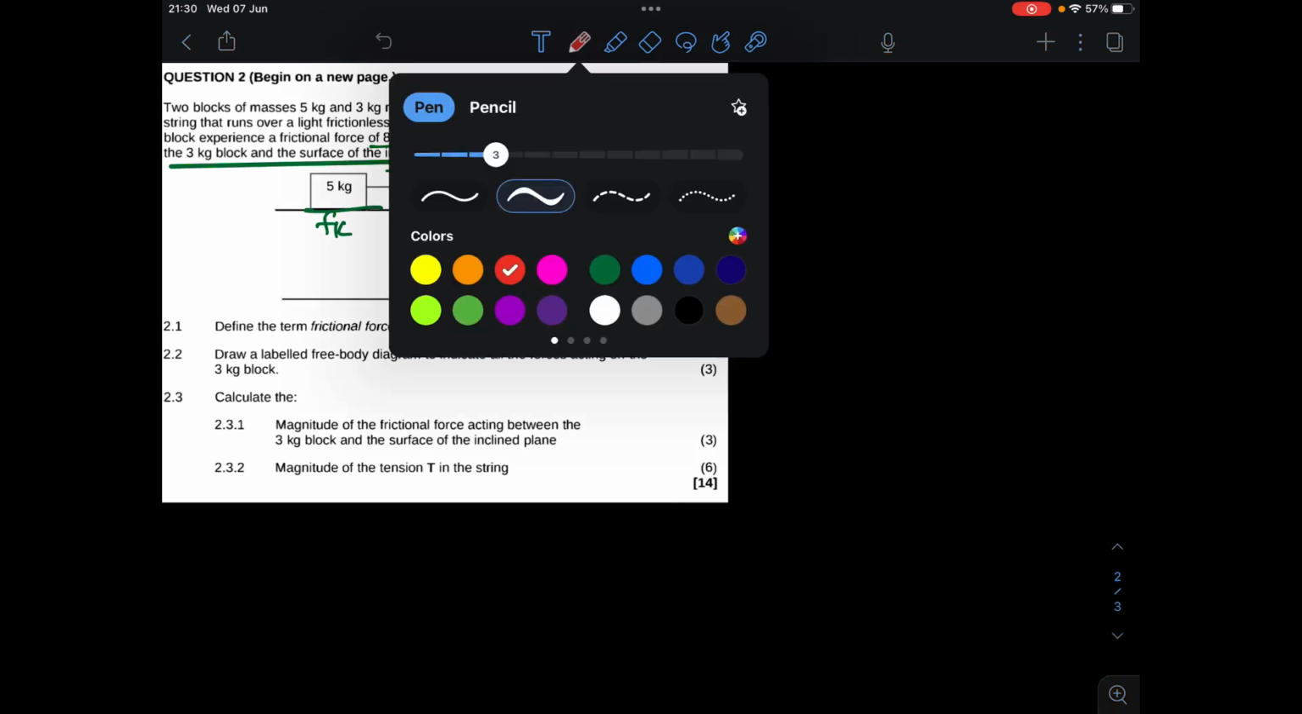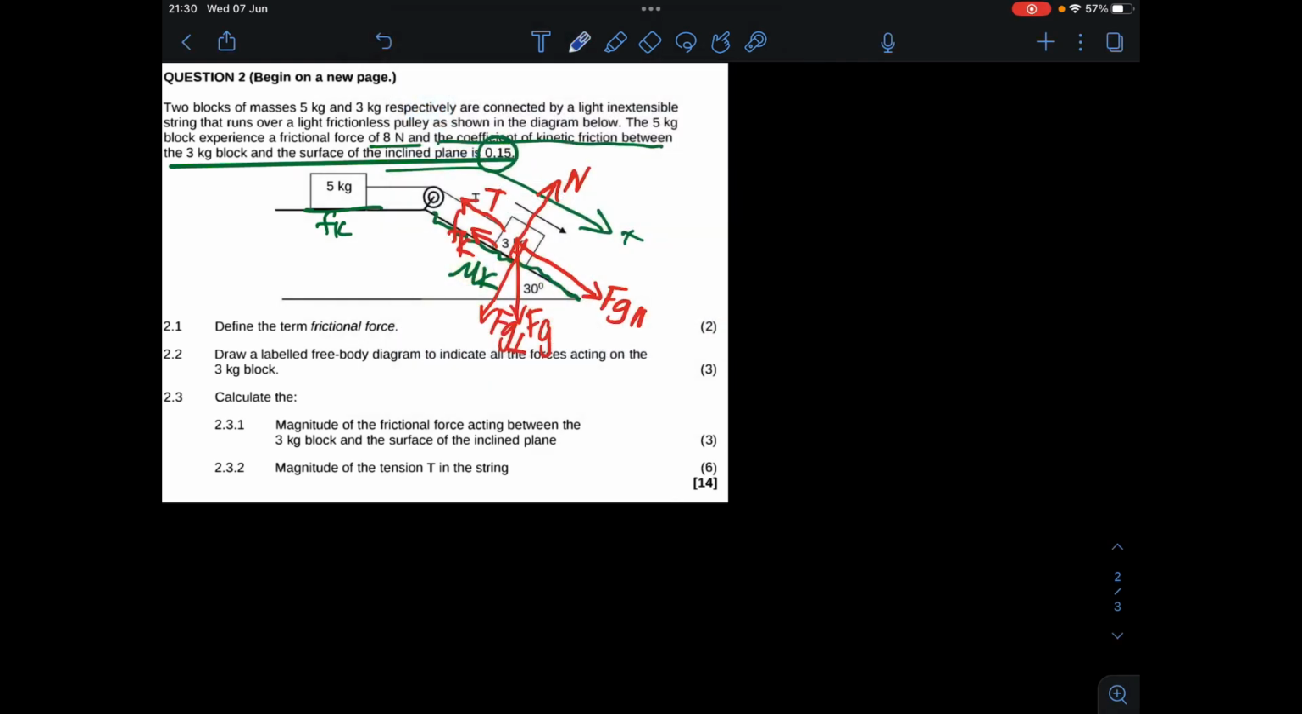Let's use another pen. At the 5 kg, there's a normal force, there's a gravitational force, and there's a tension force in that direction, and there's a frictional force in that direction. So these are the force diagrams, guys, of each of the objects. It's very important to do this when you are writing the question paper, to analyze and write the forces there.